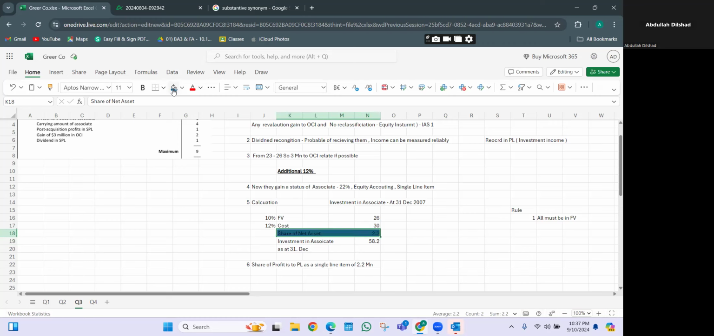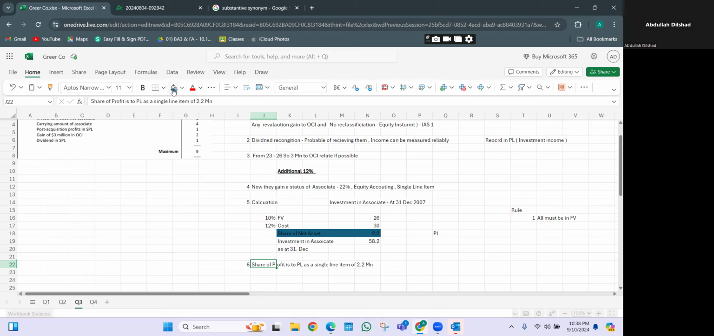You can write about the share of net asset. This share of net asset you need to go and show under your P&L. Here it is, I have mentioned that part here. You can go and show it under your P&L.